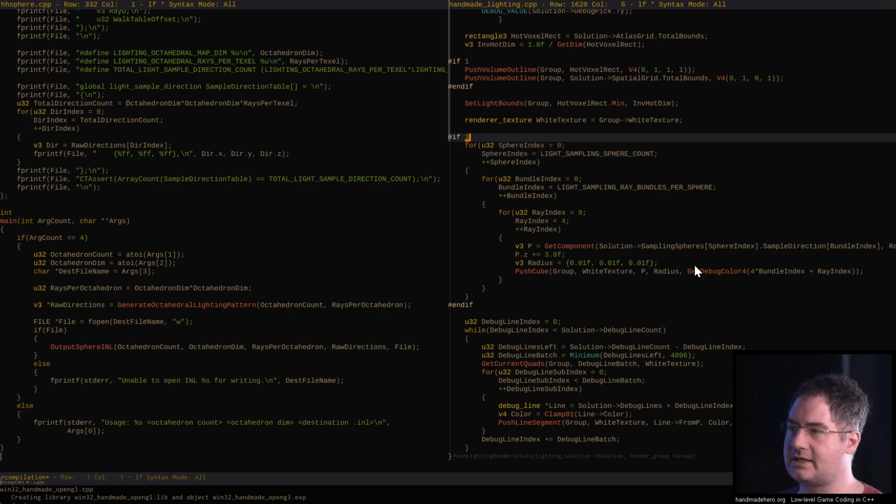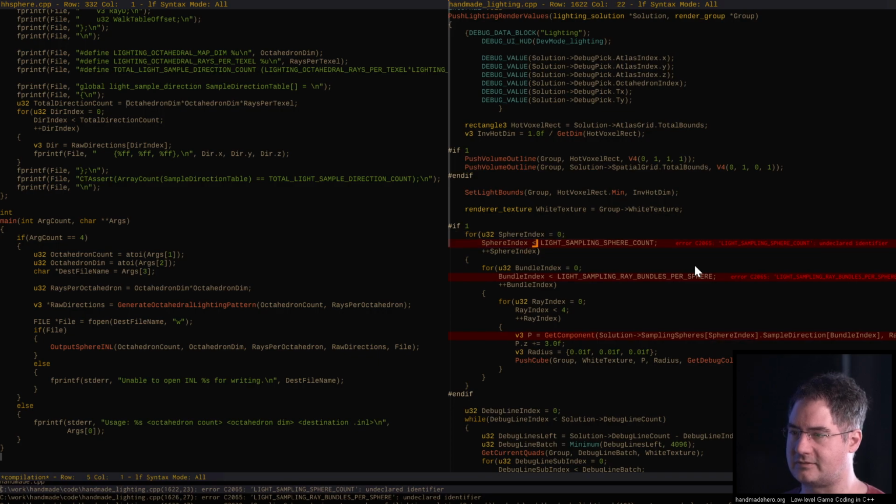So if we redo this loop where we loop through the texels, I guess like this. I don't even know that we care so much about these, but I'm going to do it this way for now. So we loop through TY, and it's the lighting octahedron map dim.